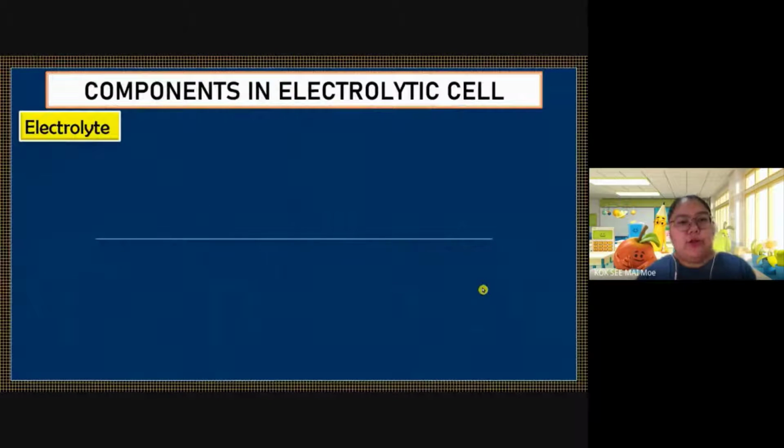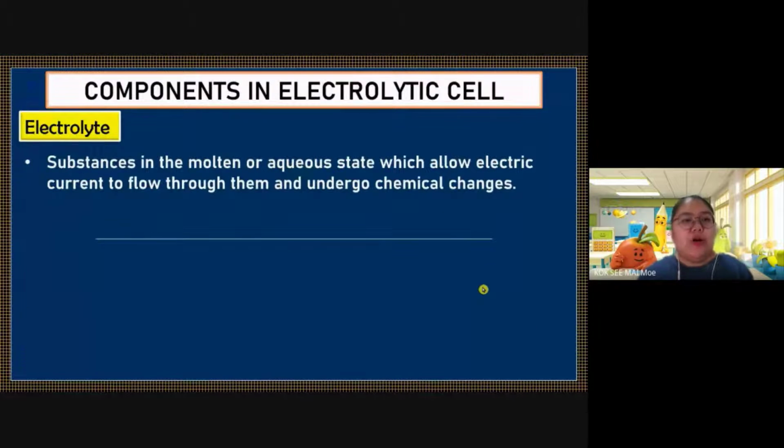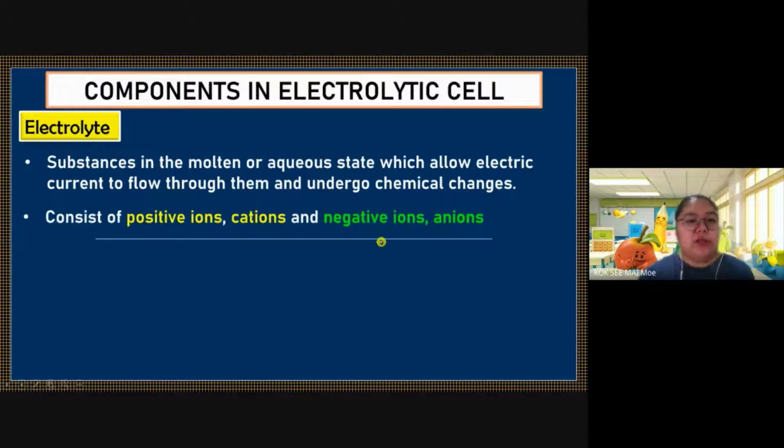Electrolyte, that means just now the liquid. Electrolyte is a substance in the molten or aqueous state which allows the electric current to flow through, and also undergoes chemical changes. Chemical changes means the ions. When the ions start to move, we call it chemical changes. They consist of positive ions, which we call cations, and negative ions, which we call anions.